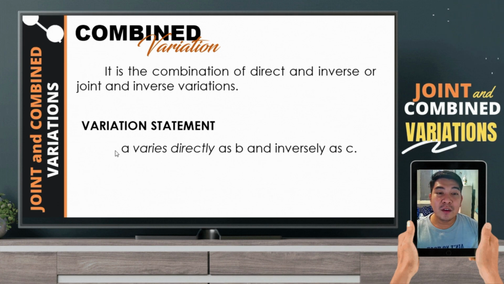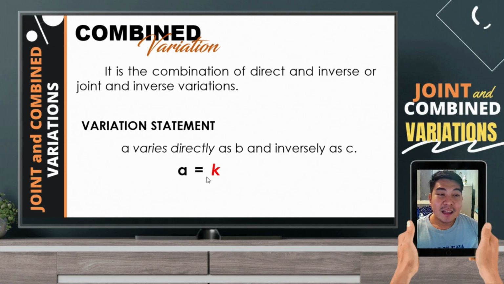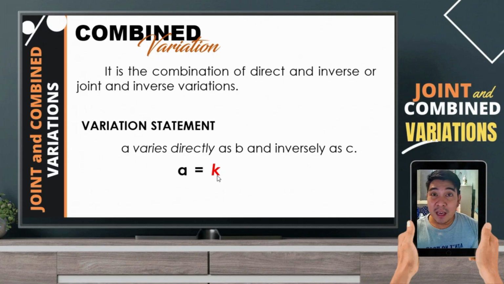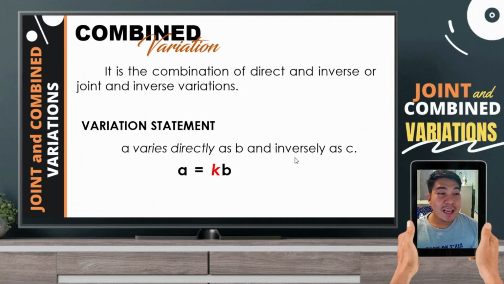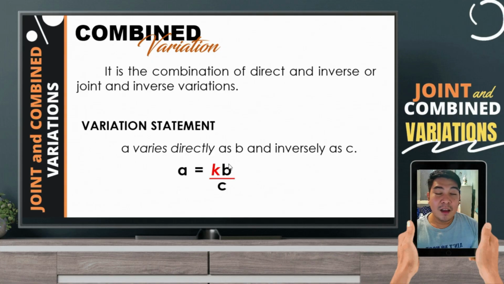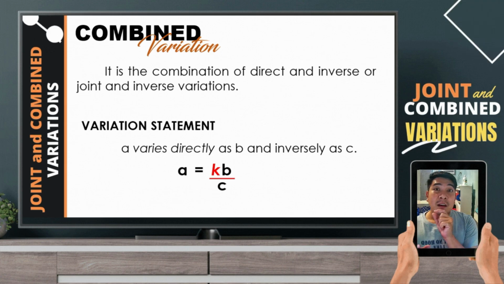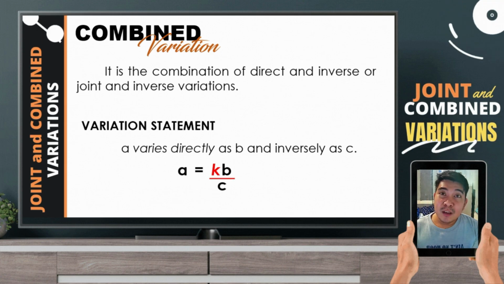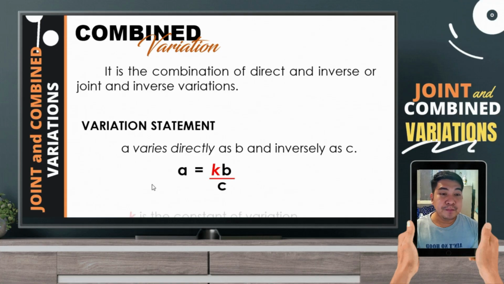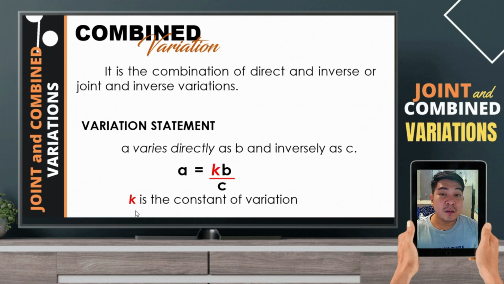So to rewrite this one, we have the first quantity A. So that will be A is equal to K, the constant of variation. Directly as B, we need to multiply B to K since it is direct. Then inversely as C, since inverse is division, we need to divide by C. There. So remember, kapag direct, we need to multiply that quantity to the constant of variation. But when we are dealing with inverse, we need to divide the constant of variation by the second quantity. So still K is the constant of variation.